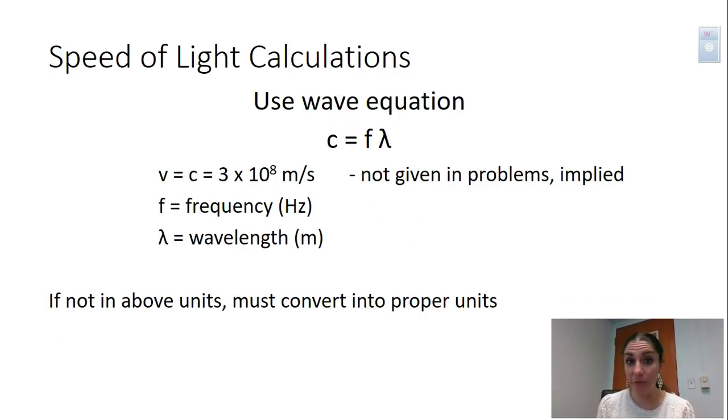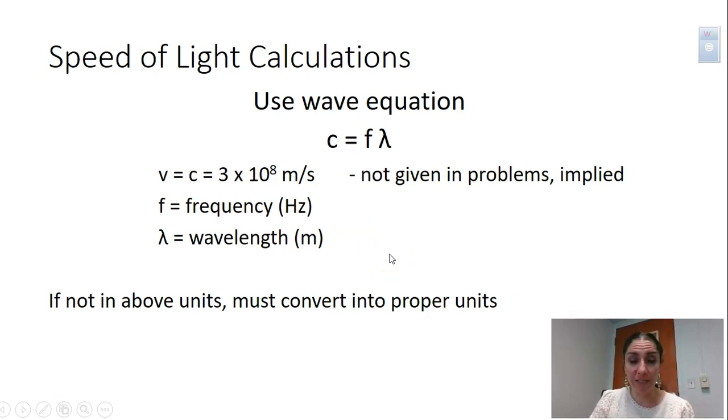Since this is a wave, we can use the wave equation to model the speed. But since C is constant, the only things that you really need to know in terms of solving problems is the frequency or wavelength. So C is the velocity. And by the way, it's not given in problems that you're going to see in your homework. It's going to say, what's the frequency of a radio wave that has a wavelength of 1 meter? And that's it. So just know that it is implied that you're going to use this equation to solve for it. Now, F is frequency and wavelength is in meters.